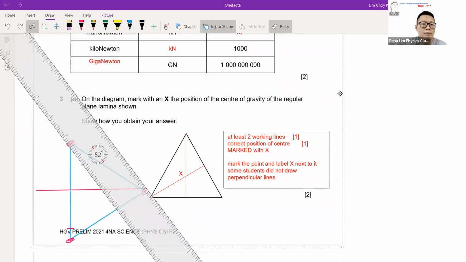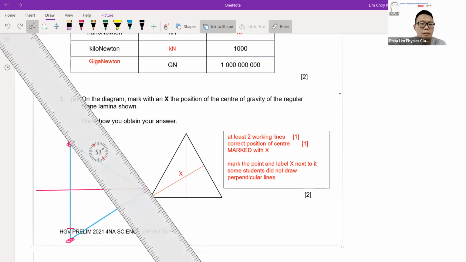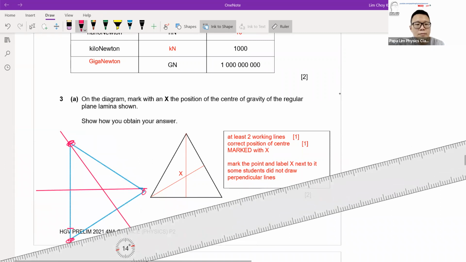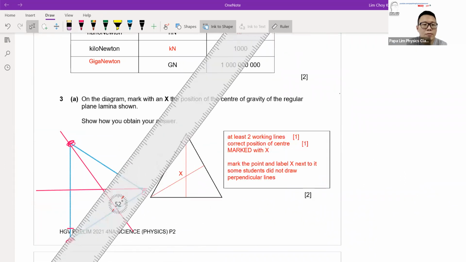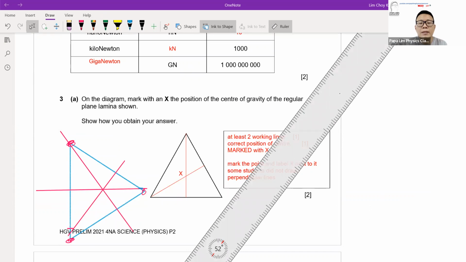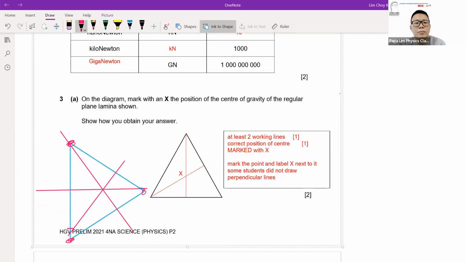So a vertical line from the vertex, drop down. Same thing, I will do the other vertexes. For the other vertex, which is here, I'll drop a vertical line down towards the opposite end. All 3 lines will intersect at a particular point. That point is what we call the CG of the object.